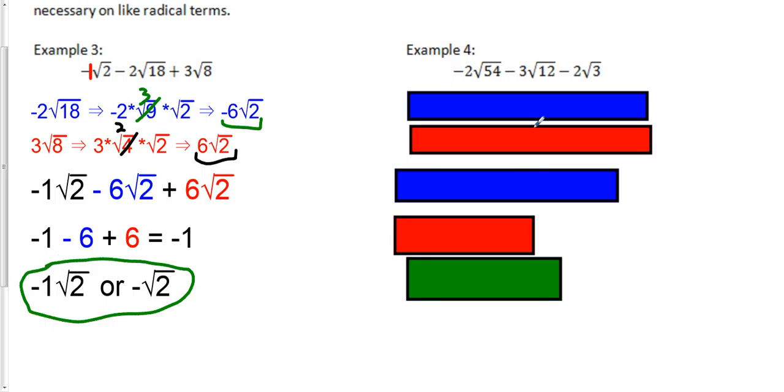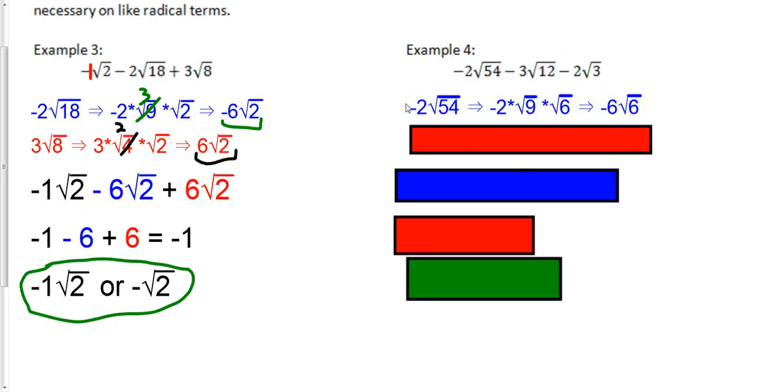Let's look at example 4. We've got 3 terms again. Negative 2 square roots of 54 minus 3 square roots of 12 minus 2 square roots of 3. Now again, 54, 12, and 3, none of them match, but we can simplify a couple of these. Negative 2 square roots of 54 is the same as negative 2 times the square root of 9 times the square root of 6, because 9 times 6 is 54.